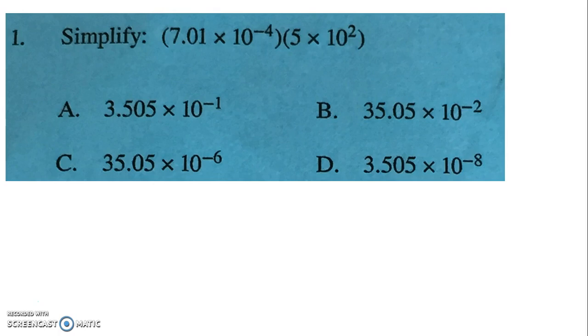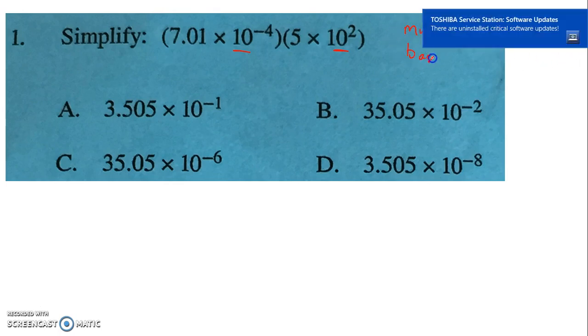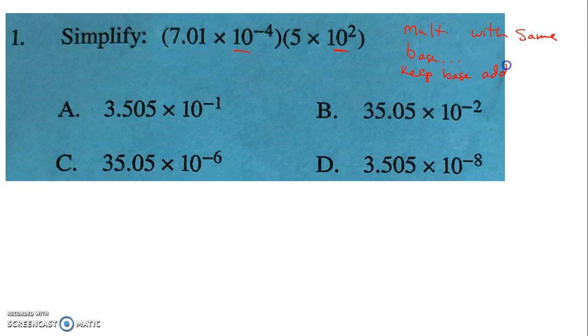So if we want to simplify this, and we're trying to multiply two numbers in scientific notation, we go back to, if we look at the tens, when you're multiplying with the same base, you keep the base and you add the exponents. So that's what I'm going to do with the base of 10 here. I'm going to keep my base and I'm going to add my exponents.